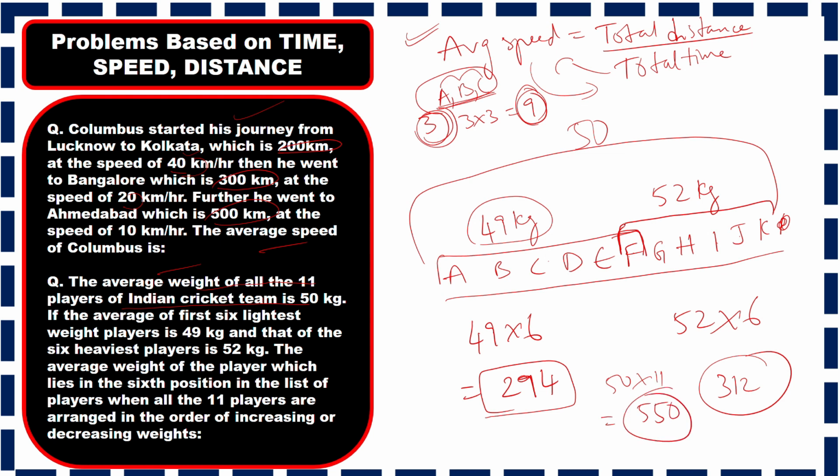So in order to calculate the weight of the 6th person, right, who is repeated 2 times, we can directly subtract from the total this weight and this weight, which means 550 minus 312 and 294, that is equal to 56 kilos. So the weight of the 6th person, that is F, is 56 kilos.